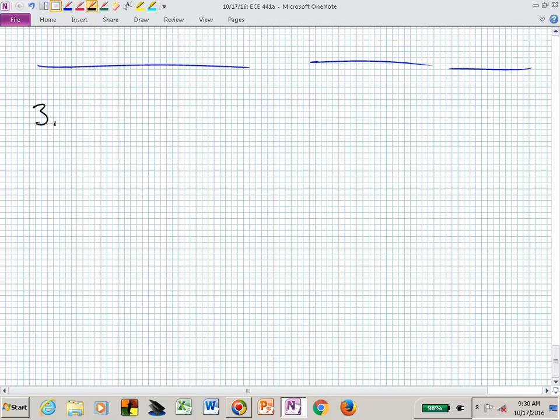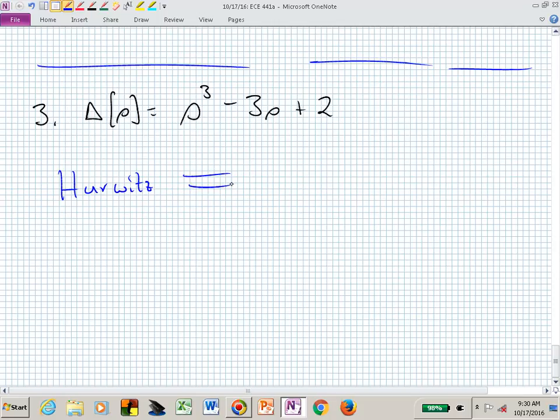Where were we? Number 3. So now we have delta of s is equal to s cubed minus 3s plus 2. What does Hurwitz tell us? This tells us that we already have problems because we're missing an s squared term. One of those coefficients is missing. So it fails the necessary test, and so we do have an unstable polynomial.